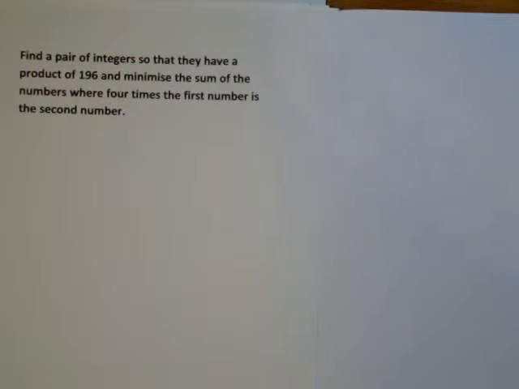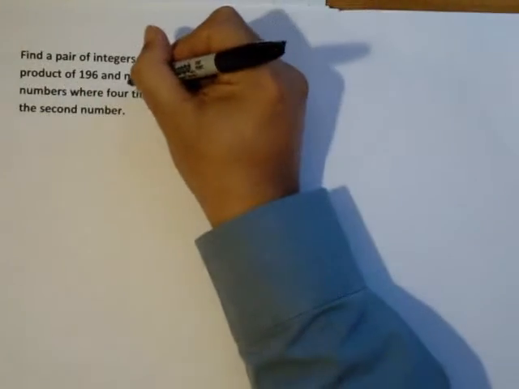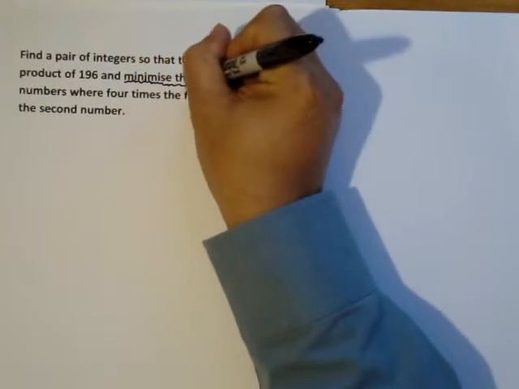Here we want to find a pair of integers so that they have a product of 196, and then we want to minimize the sum. So this is our maximum and minimum, and this is our constraint of 196. Minimize the sum of the numbers where 4 times the first number is the second number.